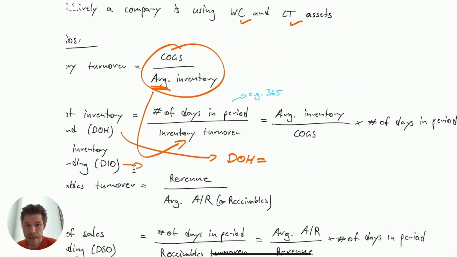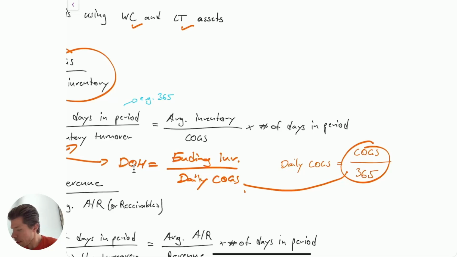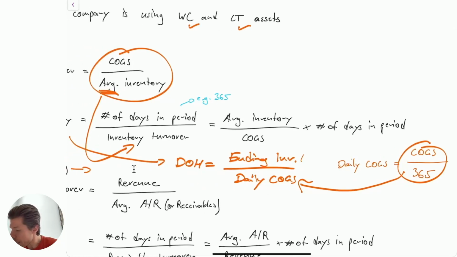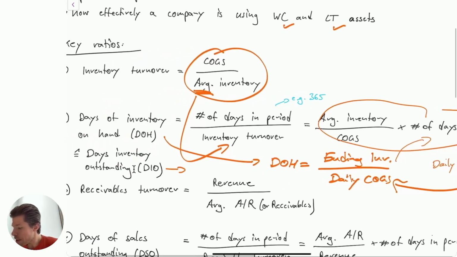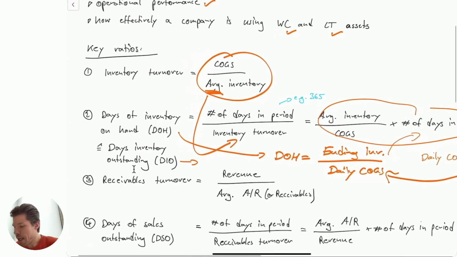It is sometimes calculated as ending inventory divided by daily cost of goods sold. And if you look at what daily cost of goods sold is, daily cost of goods sold equals cost of goods sold divided by 365, then you put this in here, and basically you get this formula out. The only difference is that you have taken an ending inventory number and not an average inventory number. So I think the approach, the formula, is the same.